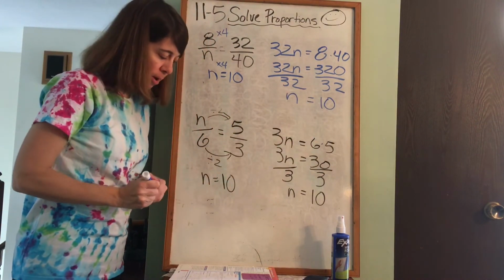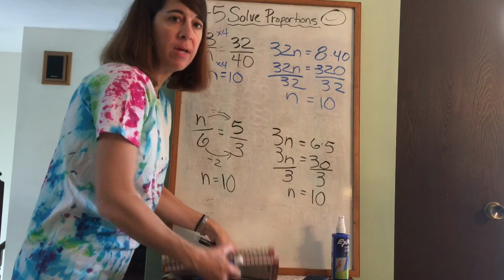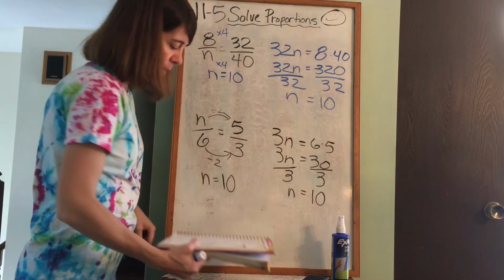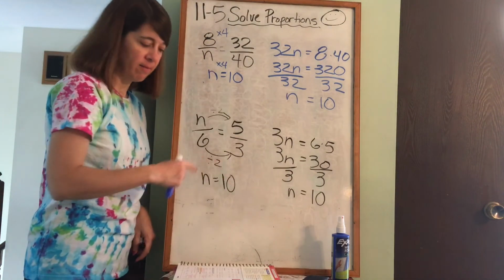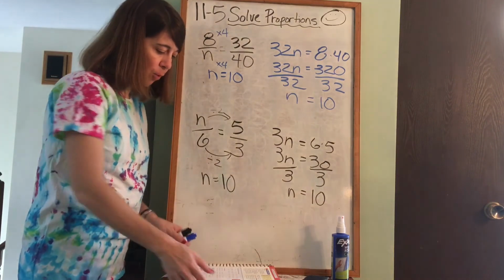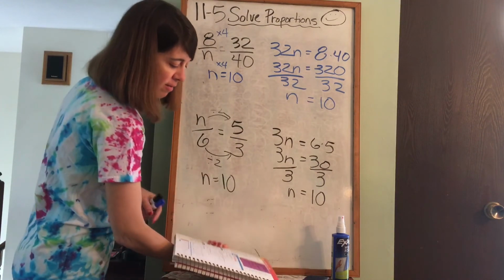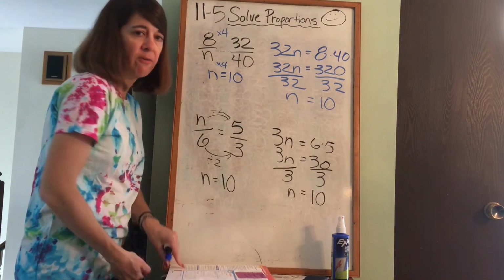So you will work on page 384 to do 3 to 14. All of those problems are just like these that we just did. And then you've got your workbook page, page 146, that's also numbers 3 to 14.